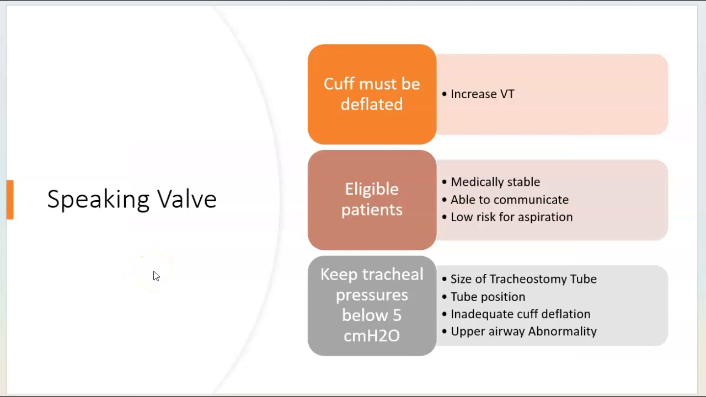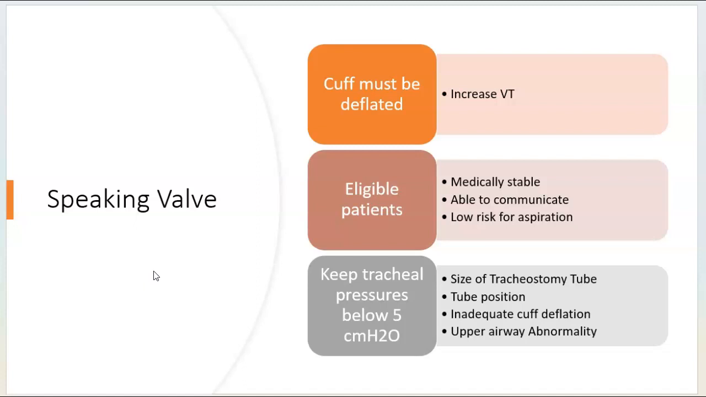Okay. So the cuff must be deflated. Eligible patients must be medically stable, able to communicate, and have low risk for aspiration. You want to make sure you're keeping the tracheal pressures low. So your tracheal pressure should be below 5. We can monitor that by hooking up a transtracheal pressure monitor to the speaking valve.